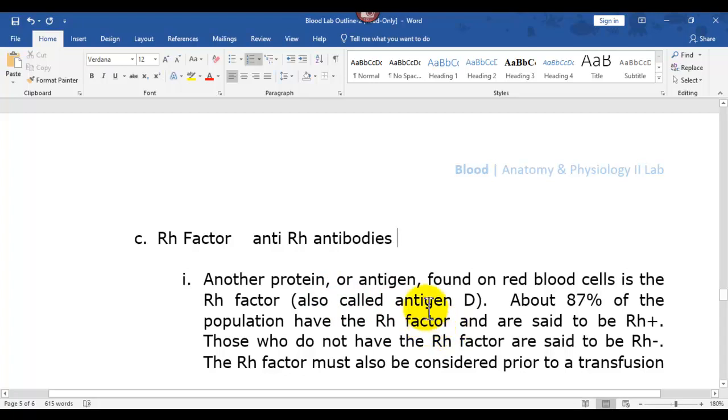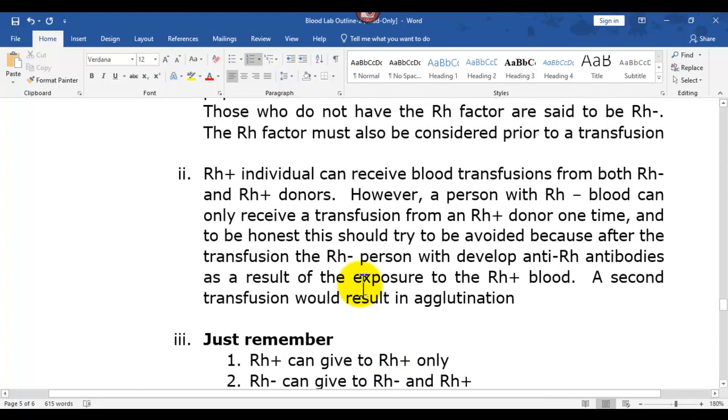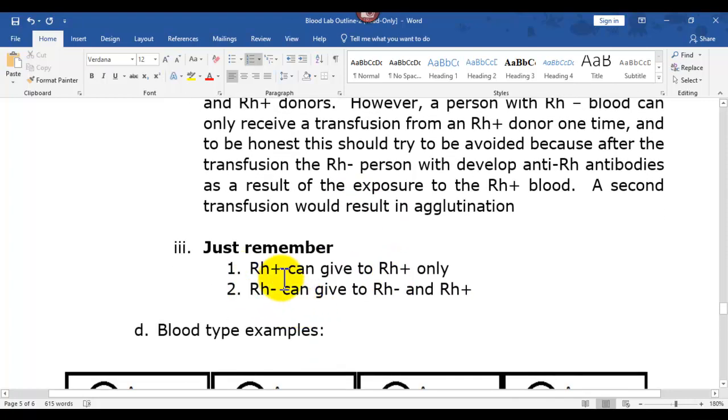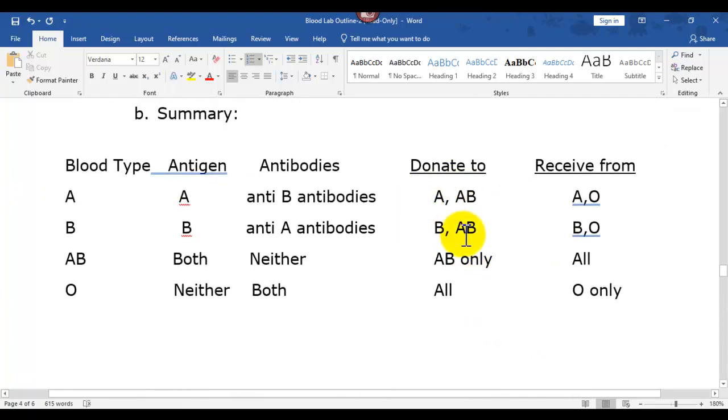Well, the main thing you don't want, if the mom is negative and the fetus is positive, you're trying to prevent the mom from developing these, because then if she gets pregnant again and the baby's positive, then these antibodies will attack it like it's a foreign invader. So it's called erythroblastosis fetalis. And anyway, here's the golden rule with this. Rh positive can give to Rh positive only. If you're Rh negative, you can donate to both negative and positive. So you kind of have to keep that involved.